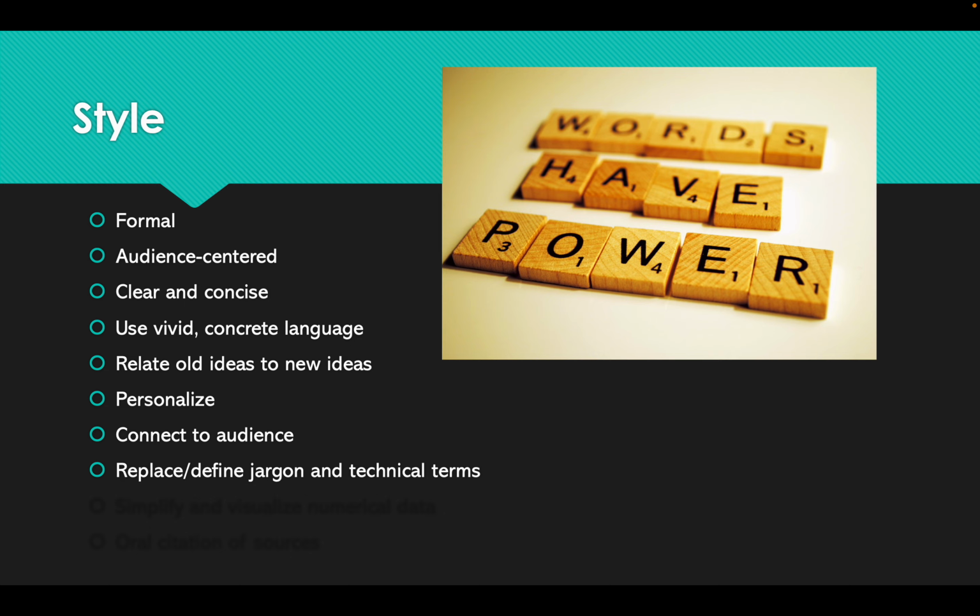It replaces and defines jargon or technical terms. And it simplifies and visualizes numerical data. And finally, it uses oral citation of its sources. And there'll be a video specifically about oral citation of sources that you will see in an upcoming module. Oral citation of sources, just speaking to the audience where your information is coming from every time you're using that information. So these elements combine to make up what we would call an informative style of communication, and a future video will dig much deeper into all of these.